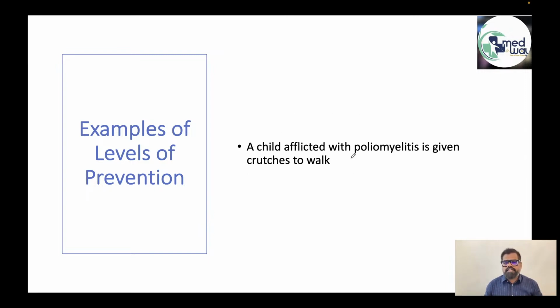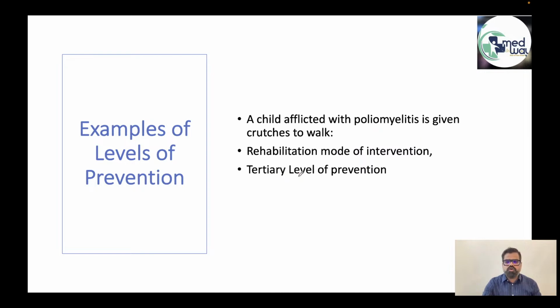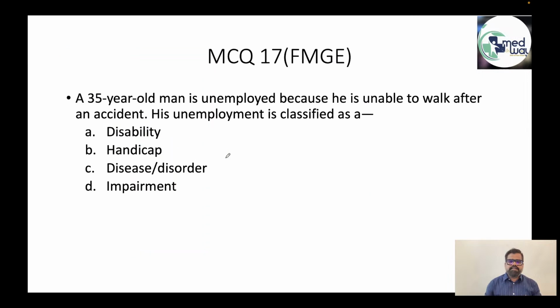Now, a child afflicted with poliomyelitis, the child is suffering from polio. You give crutches to walk. What have you done? The child is already suffering from poliomyelitis, he cannot walk. You give crutches to walk. So the level of prevention is obviously tertiary, as the disease has progressed to an advanced stage. What can you do now? You have only given crutches so that you can rehabilitate. So this is rehabilitation, right? Okay, so these are the different ways of understanding primordial, primary, secondary, and tertiary. Let's take the next question now.